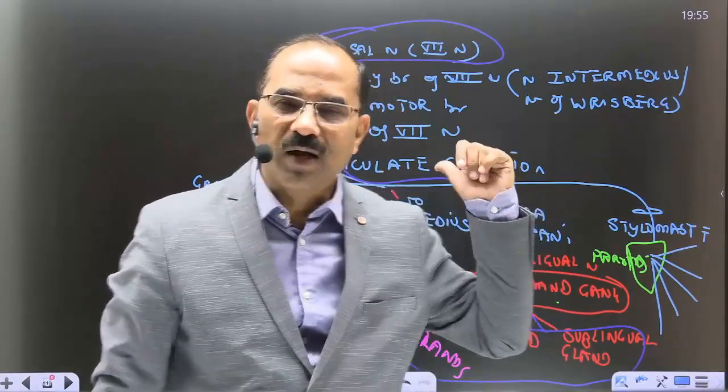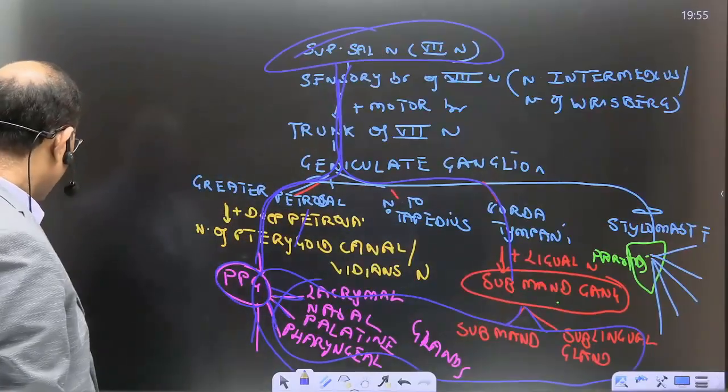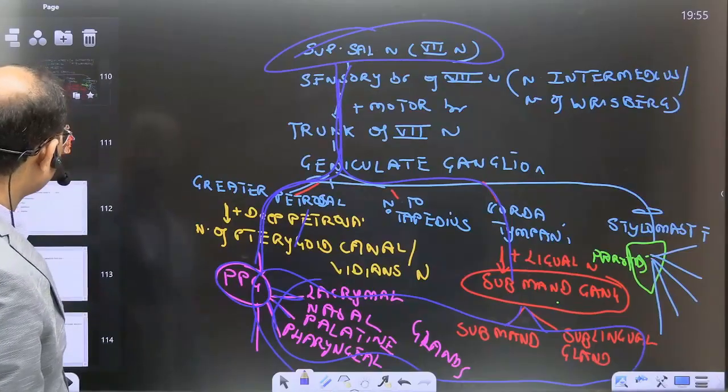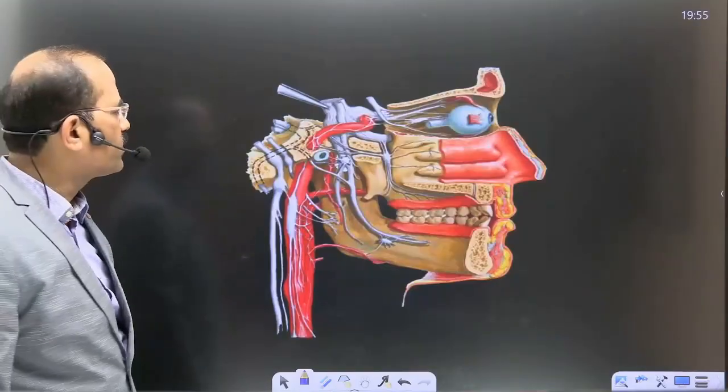I've told you the pathway of facial nerve. I've told you the pathway of glossopharyngeal nerve to understand the same. So I hope this ganglion is clear to all of you. Look at this slide. Look at this slide. That's a beautiful slide.